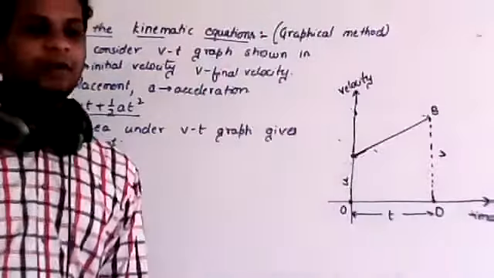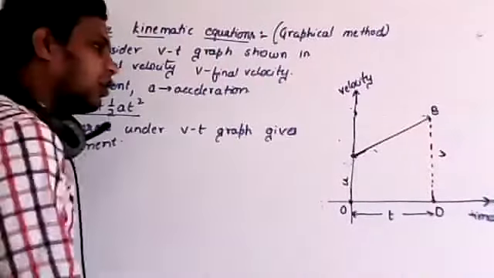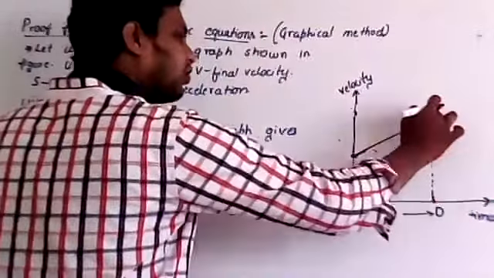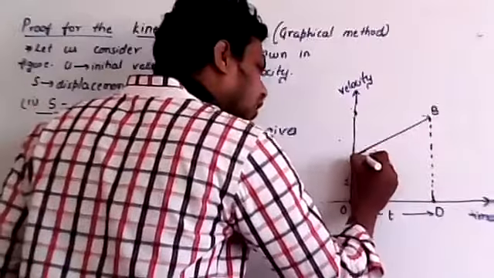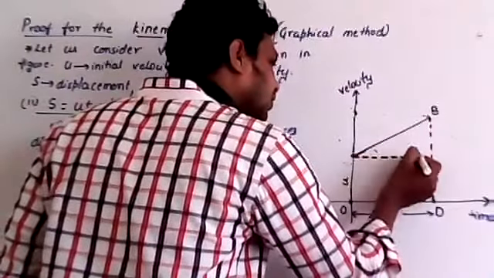So what is the area of the trapezium? If you don't know, you can do it like this also. What is this total value? V. What is this value? U. I will draw one line like this.